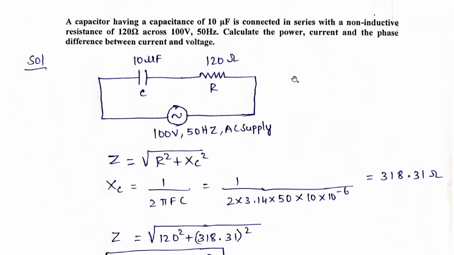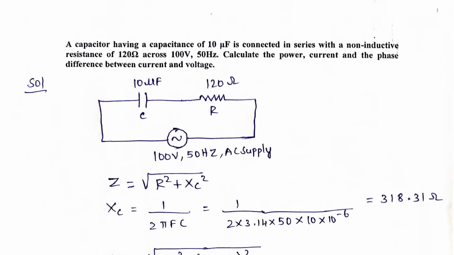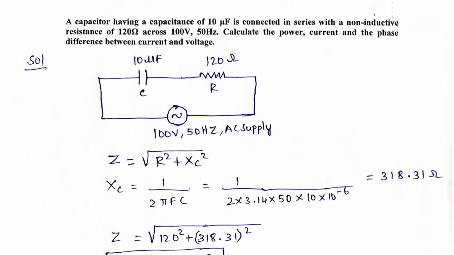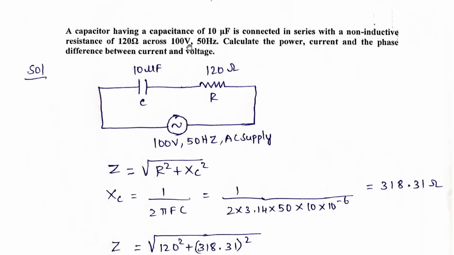Very good morning. Today we are going to solve a simple problem of RC series circuit. Take down this problem. A capacitor having the capacitance of 10 microfarad is connected in series with a non-inductive resistance of 120 ohms across 100 volts, 50 hertz. AC supply is not mentioned, but if frequency is given, by default it is an AC supply only.